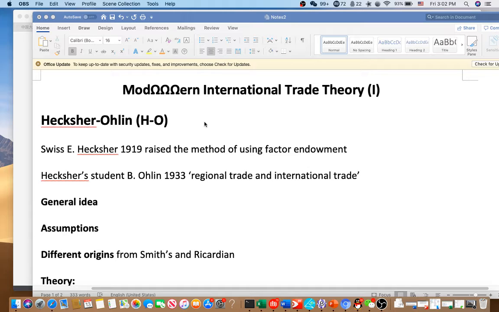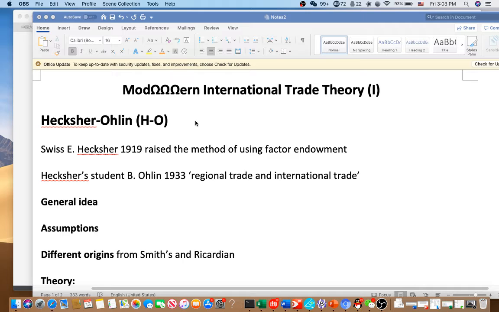Several years later, Heckscher's student Ohlin, in 1933, inherited Heckscher's thoughts and published his literature named Regional Trade and International Trade. He proposed in detail using methods based on factor endowment to explain international trade. He also won the Nobel Prize in 1977 for this achievement.